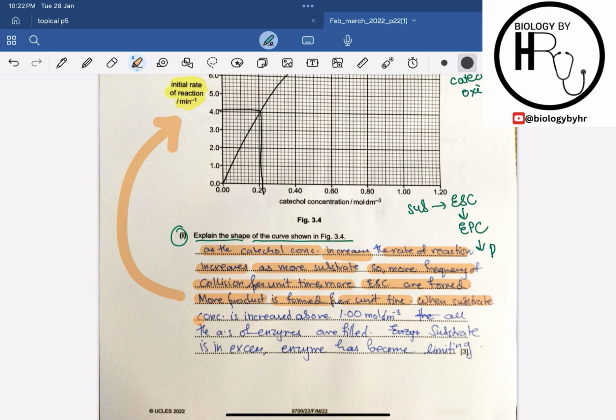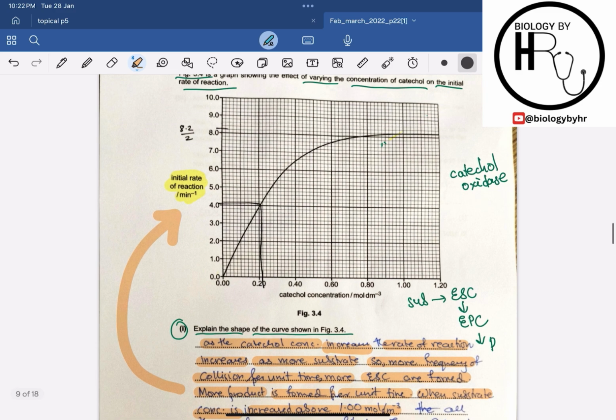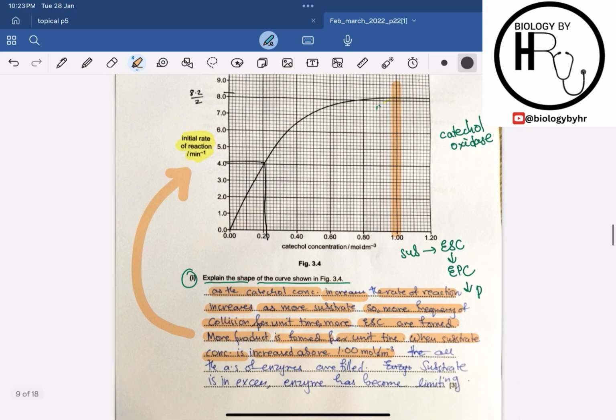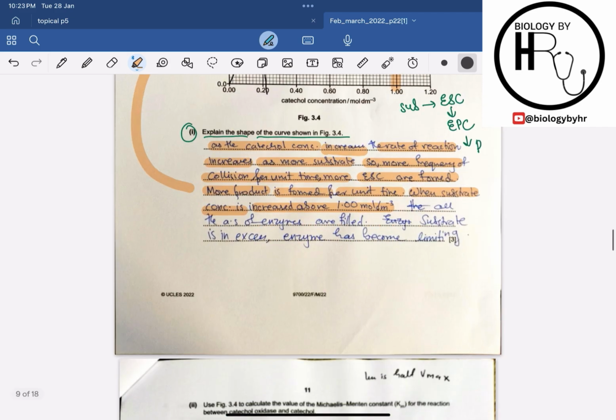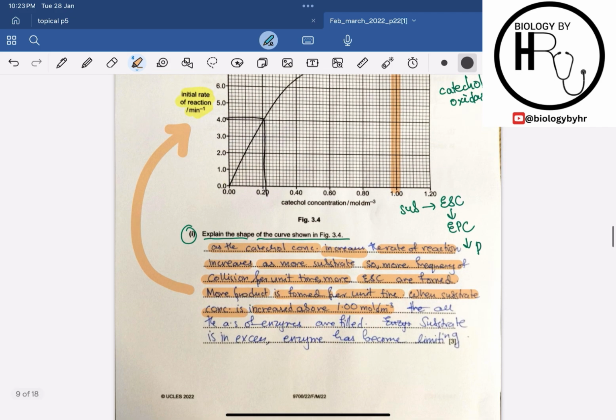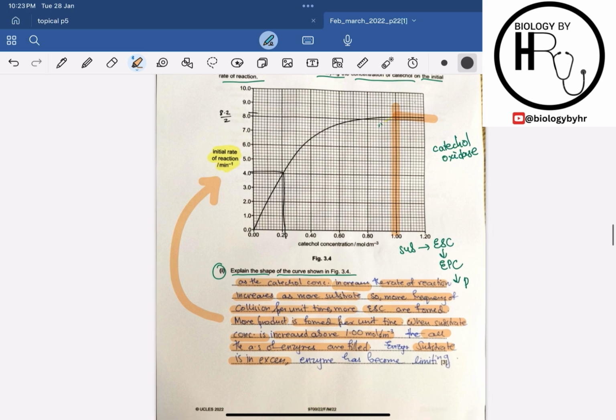So when the substrate concentration is increased above 1 mole per decimeter cube, like over here you can see, the graph starts to become flat, or it starts to plateau. This means that all the active sites of the enzymes are filled with the substrate, and the substrate is in excess and is no longer a limiting factor for the reaction of the catechol, right?